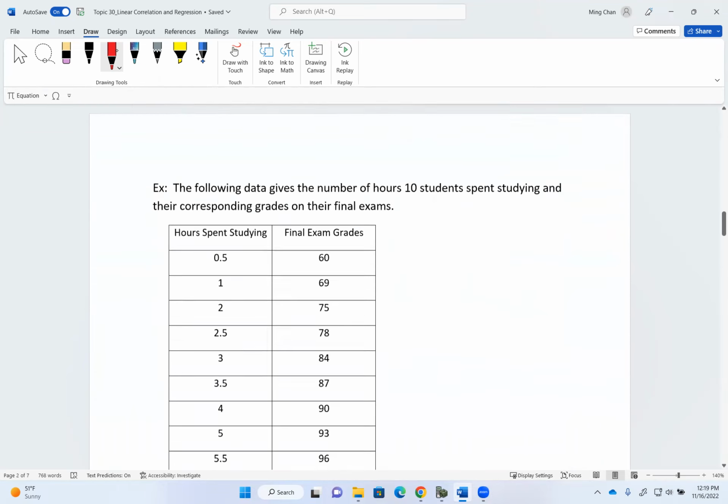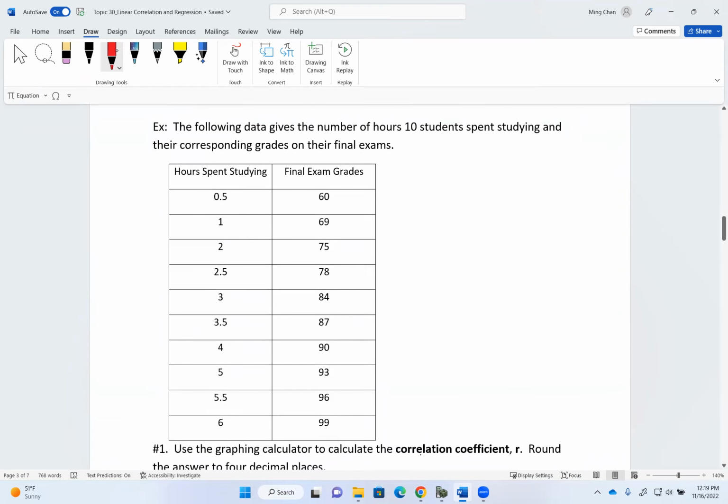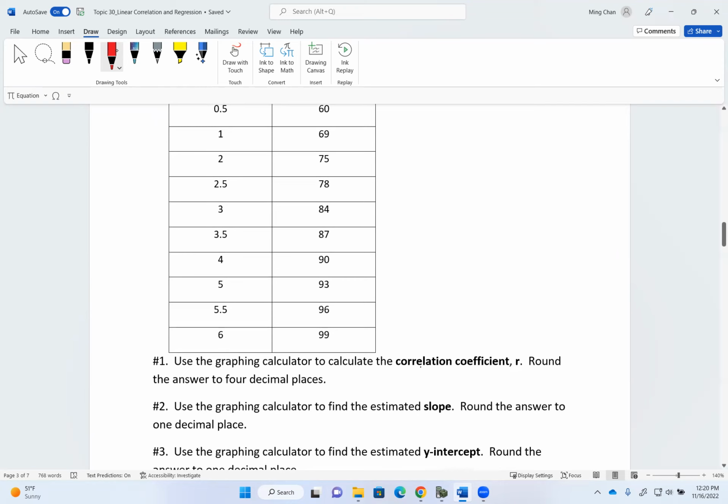The following data give the number of hours 10 students spent studying and their corresponding grades. So we're trying to see if there's a linear relation. Basically, the more hours that we study for the exam, the higher the grade. We're trying to see if there's a linear relation for that. Use the graphing calculator to calculate the correlation coefficient r.